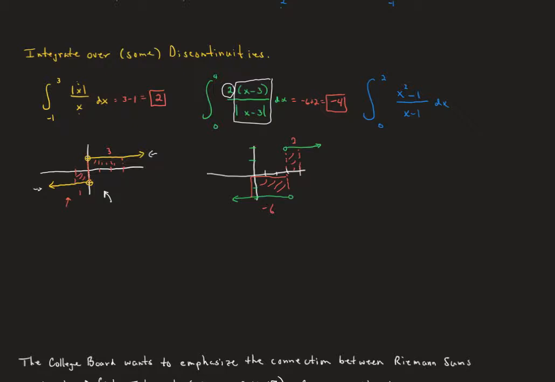Now the third one, if you notice that at 1 here, this is going to be undefined because 1 squared minus 1 is 0 over 0. But if you factor this, you can see that this is really going to act like the integral from 0 to 2 of x plus 1, except that what happens at x equals 1, where these canceled, is we're going to have a hole in the graph.